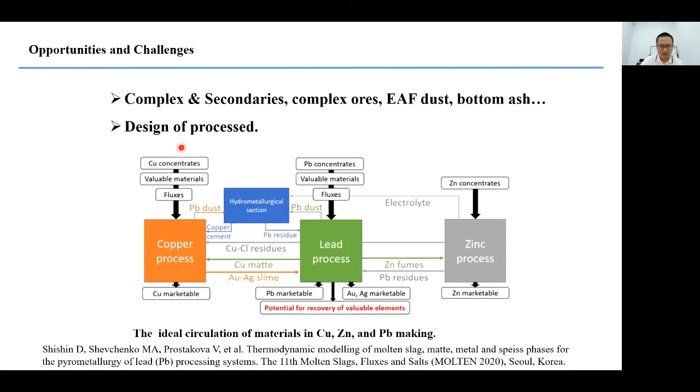And new processes are to be designed, such as this ideal circulation of materials. For the concentrates or some secondaries, we are delivering the lead-rich residues to the lead process, and the copper-rich ones can go to the copper process. So it is very well recycled, and we can get as many kinds of elements recycled, and as many metals and elements recovered as possible.